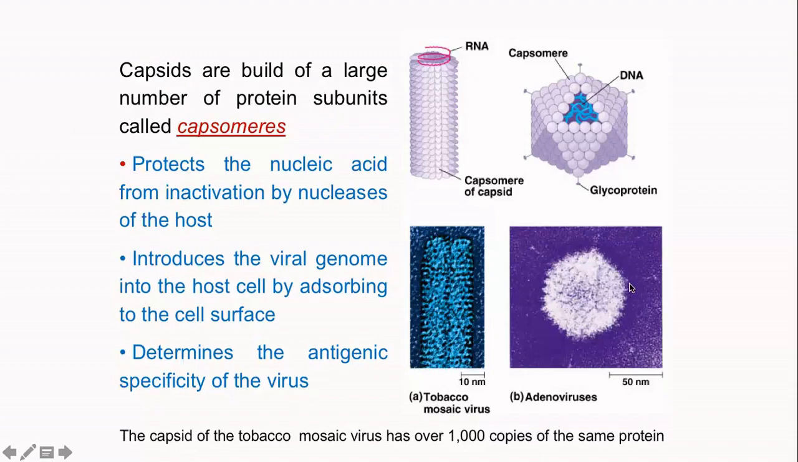You can see here different types of capsid morphology. This is how they look under the microscope, and this is just a diagrammatic representation. What you are seeing here is the tobacco mosaic virus, and this is an adenovirus. So this is a helical structure, and this is a polyhedral structure.